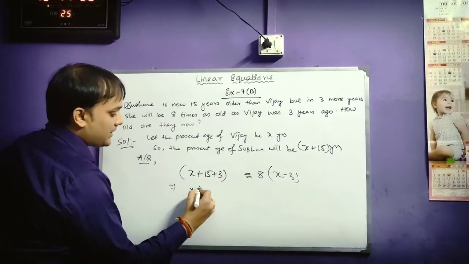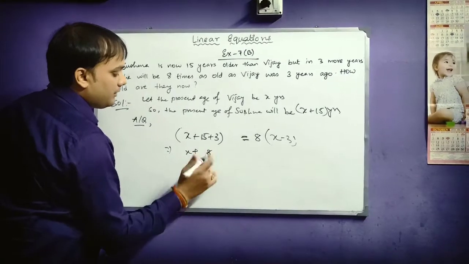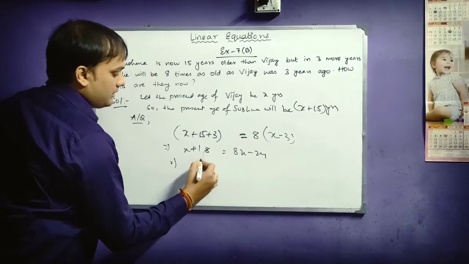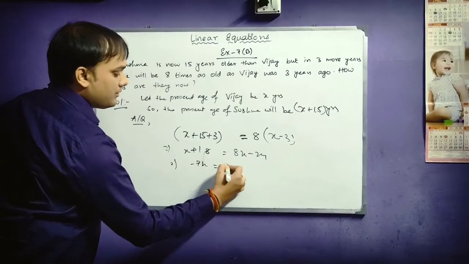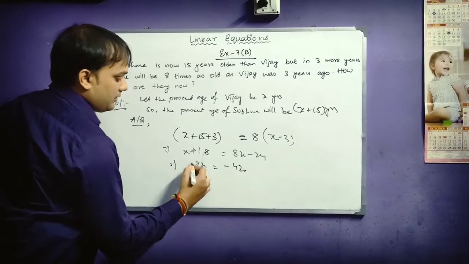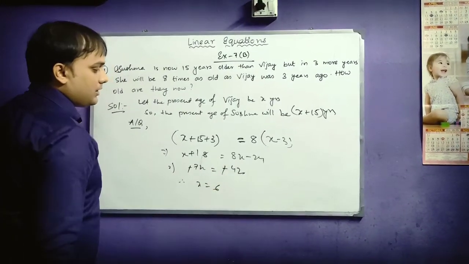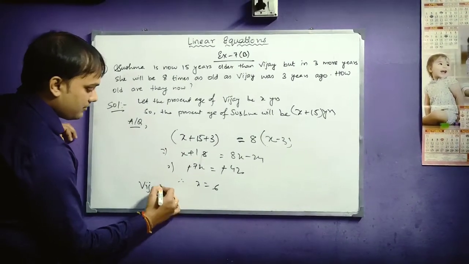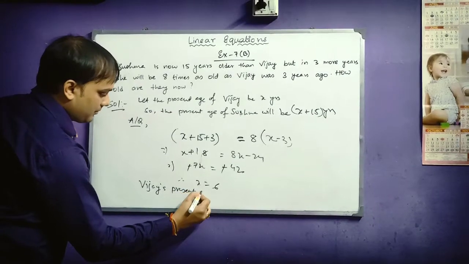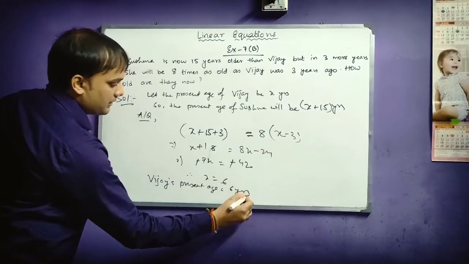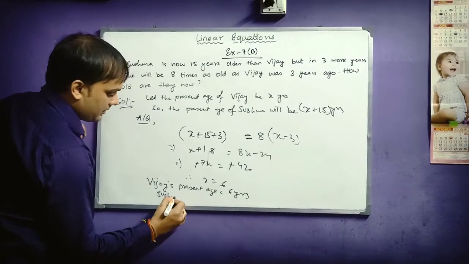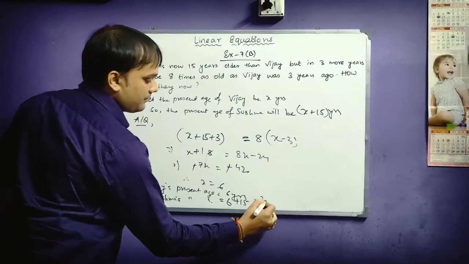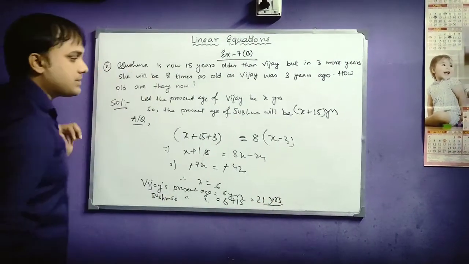Now just solve. x plus 18 equals 8x minus 24. That means minus 7x equals minus 42. x equals 6. So what is the present age of Vijay? Vijay's present age is 6 years, and Sushma's present age will be 6 plus 15, 21 years. This is our answer.